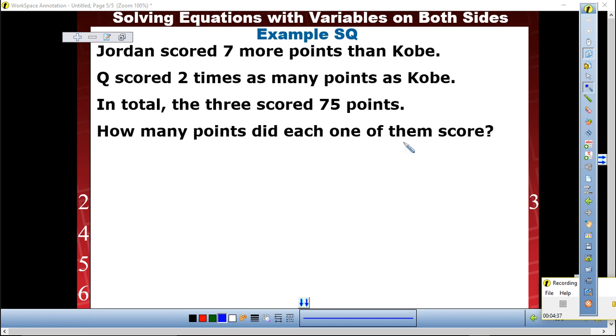All right. So once again, the problem says, Jordan scored 7 more points than Kobe. Q scored 2 times as many points as Kobe. In total, the 3 scored 75 points. How many points did each one of them score? So now, from this point forward, I'm going to start giving you some word problems that you're going to have to translate into an algebraic equation. Okay? However, I'm going to give you a guide on how to do this. So I'm going to work this one out with you, so hopefully you can use the same guide for tonight's home play. You saw that word problem? Yes. All right, so check this out.